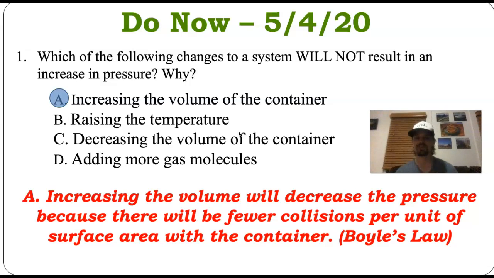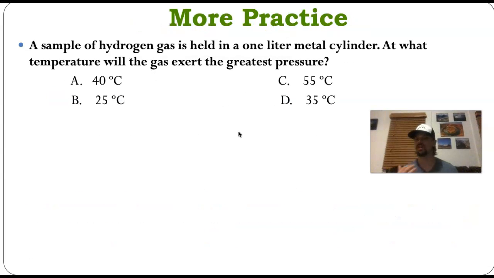If we look at the other choices, raising the temperature, those particles move faster, hit the walls more often with more force, increasing the pressure. Decreasing the volume makes the room smaller, so they're going to have more collisions with the wall, increasing that pressure. Adding more gas molecules, again, more collisions with the wall because there's more particles. There's more things moving around in this small area. Okay? We're going to do a couple warm-up questions just to begin our review, and then we'll focus on the review worksheet that is today's homework.